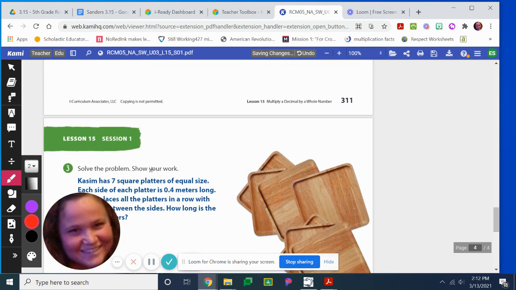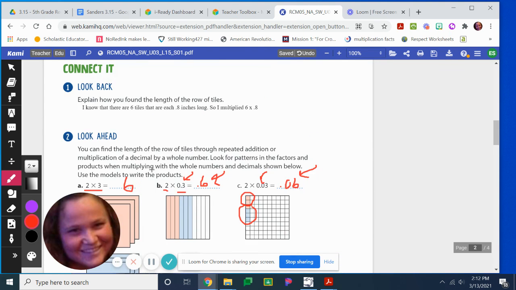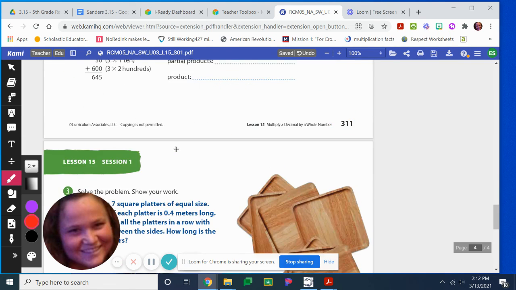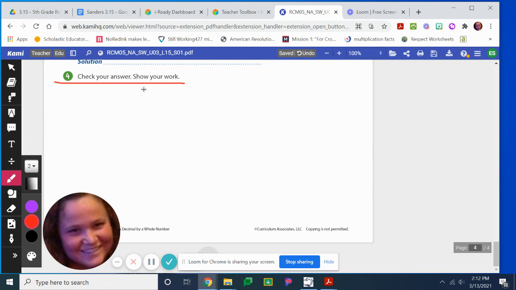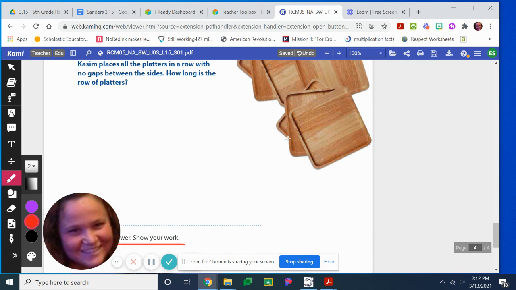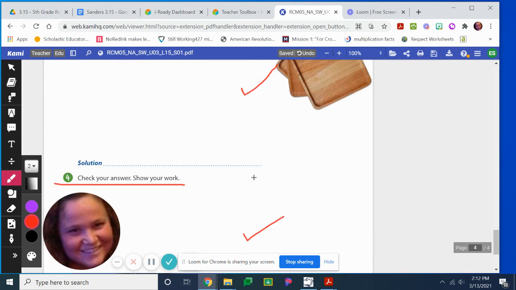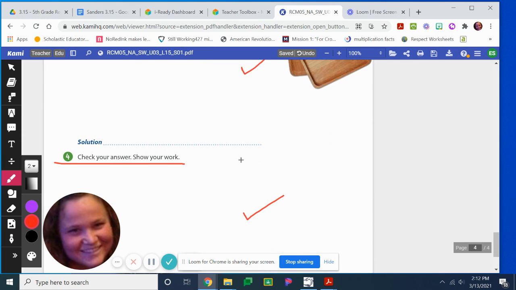So if you're just multiplying using the way that we did up here, then a good way to check your answer is by doing the repeated addition. So make sure that your way of doing this is different than your way of doing this, so we know that you're getting the right answer. And that is all I have for you today.